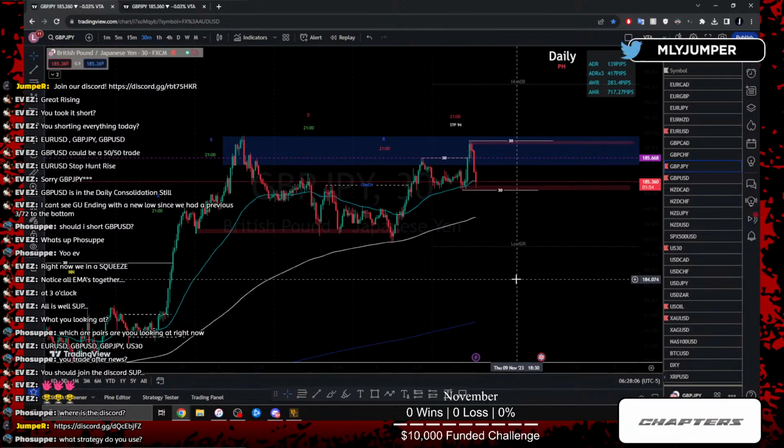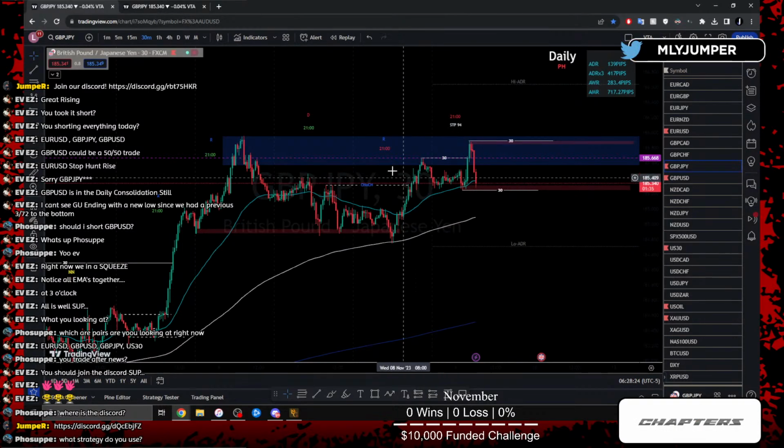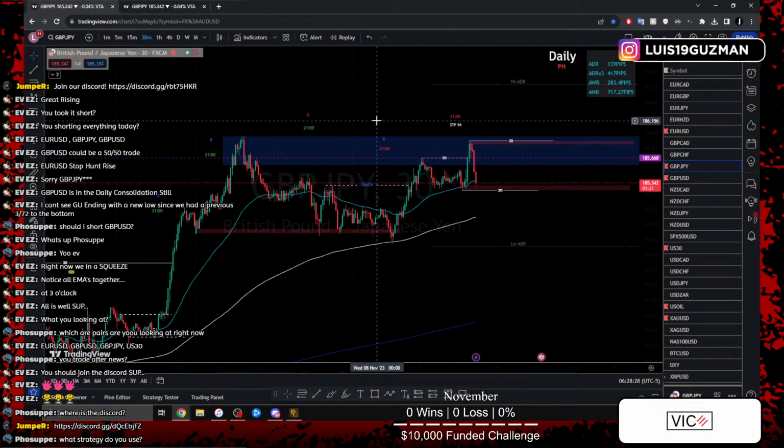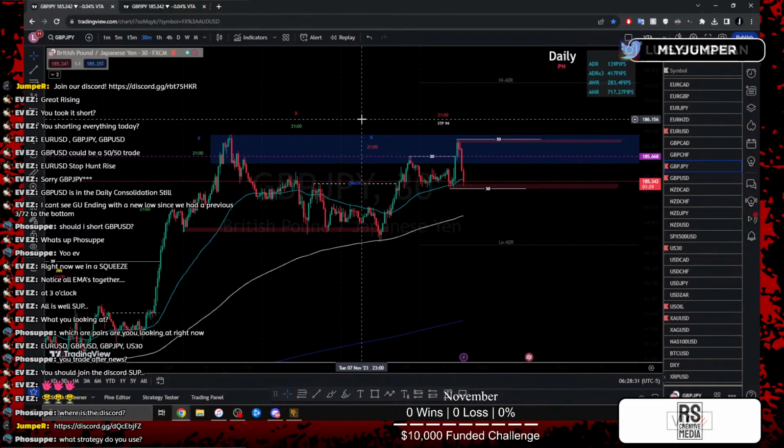So the basis of it is market structure, right? That's number one. Following where price is moving to, the overall market makers pattern. We don't call it support and resistance, but our 30-minute zones, our 4-hour zones, and daily zones are pretty much the same thing. Me personally, I don't.